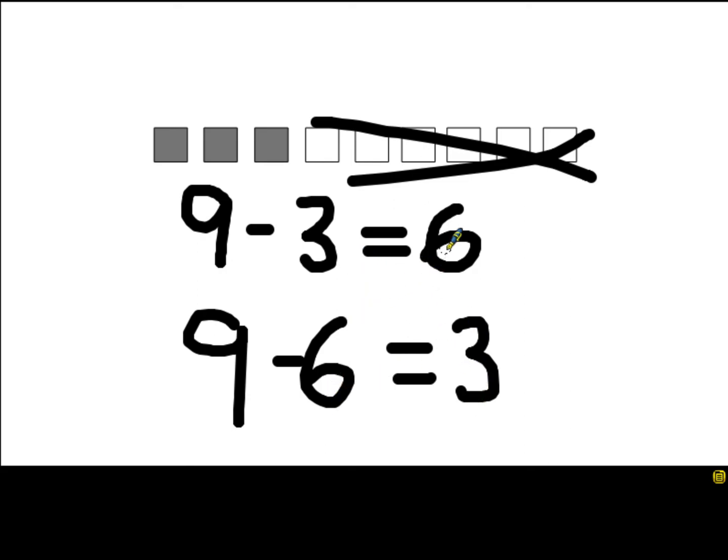Now these numbers get mixed up. It's kind of tricky. But if you can remember with adding, what's happening here?